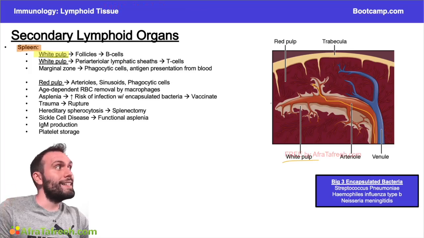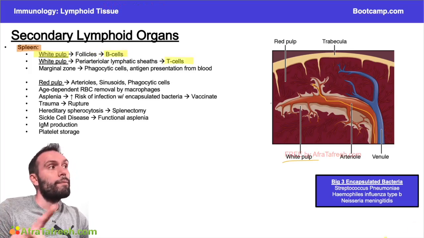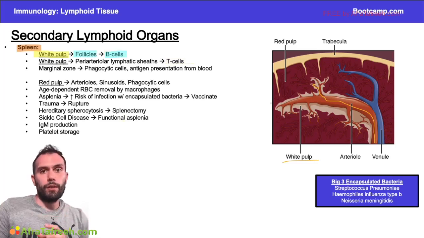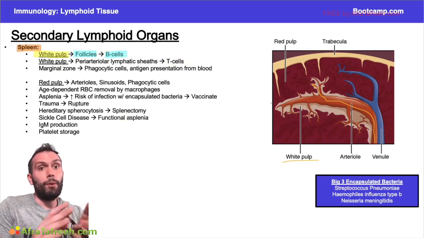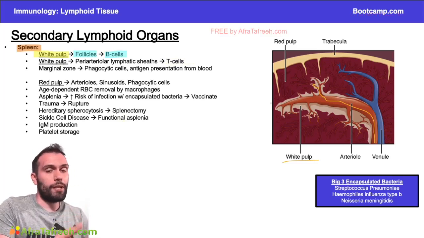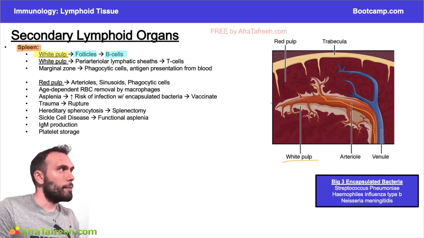Now, what is in the white pulp? There are two major things. We have B cells and we have T cells. We have them both. The B cells are going to be in follicles. When you hear follicles in the lymphoid system, you're going to think about lymph nodes, and you're going to think about the spleen. In both cases, follicles represent B cells. That's going to be pretty consistent throughout.